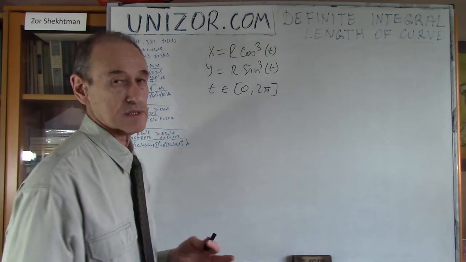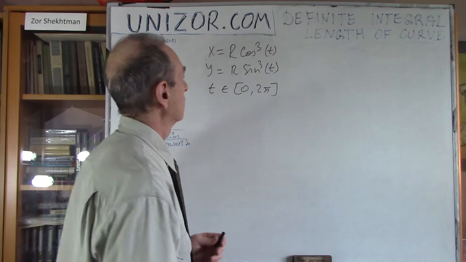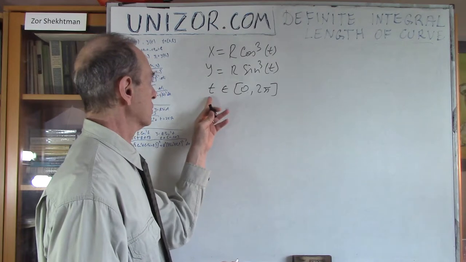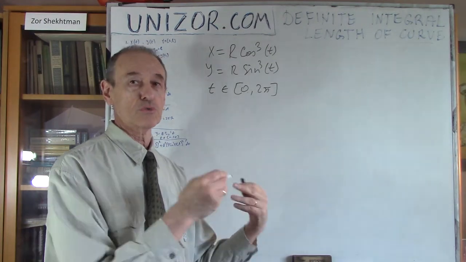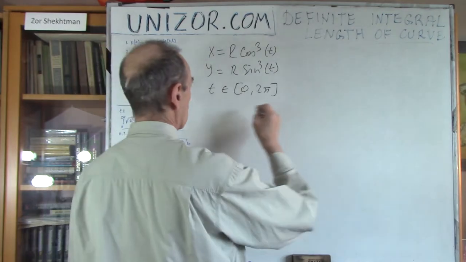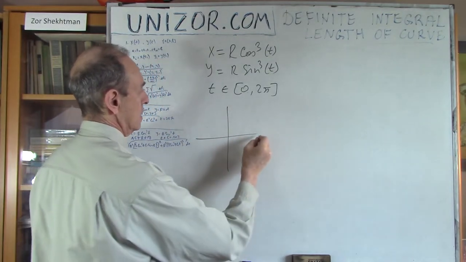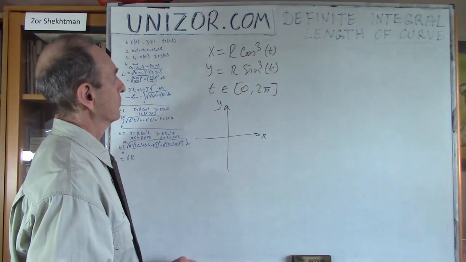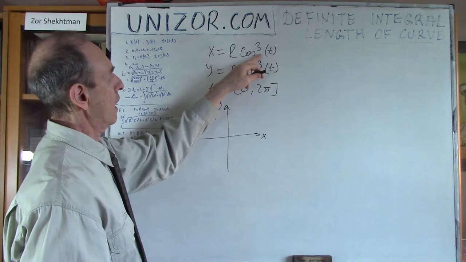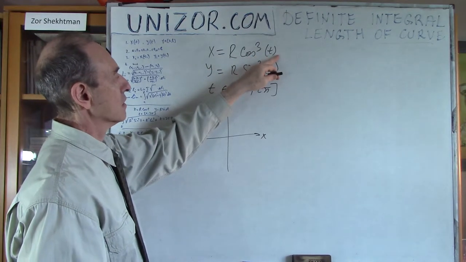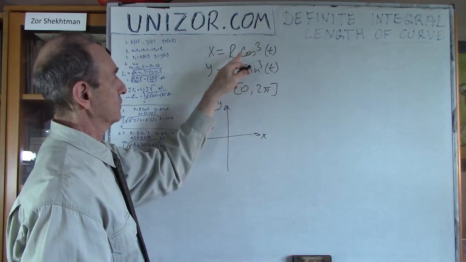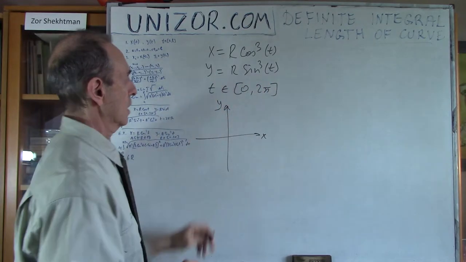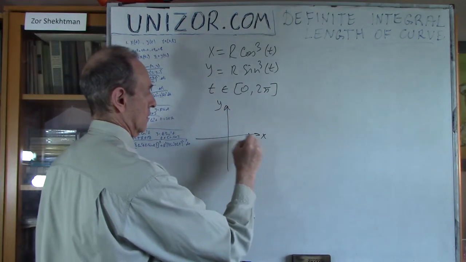Well, first of all, what is this curve? How does it look? Well, let's first determine four main points, when t is equal to 0, pi over 2, pi, and 3 pi over 2. So it will be like this. If my angle is 0, then x is equal to r times cosine of 0, which is 1, so we will have r. Sine of 0 is 0, so we will have 0. So this would be r.